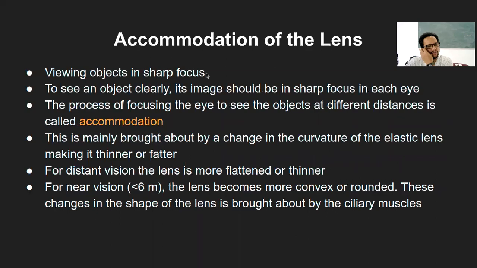Like we had also seen earlier, the yellow spot allows the light to move from word to word so that we get the best and clearest vision. So that is something like accommodation of the lens. To see an object very clearly, the image should be in sharp focus in each eye. And the process of focusing the eye to see objects at different distances is called accommodation.